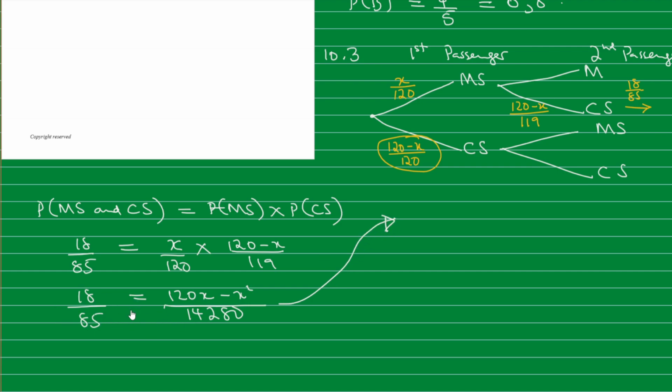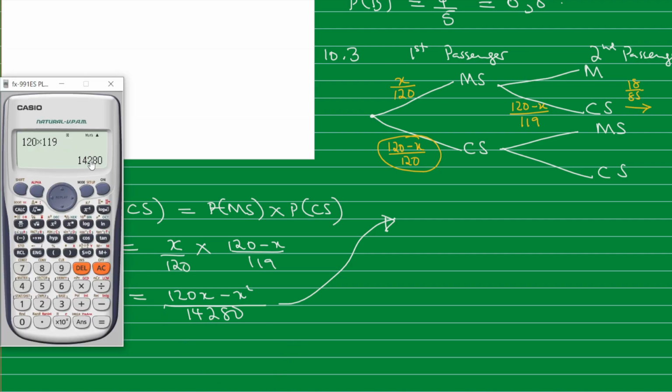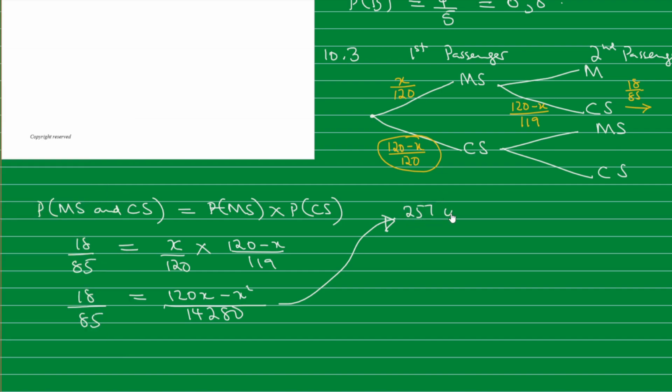So when we cross multiply, we got 18 multiplied by 280. Okay, now let us multiply by 14, that one, multiplied by 18. I get 257,040. 257,040 should be equal to 85 by that one.